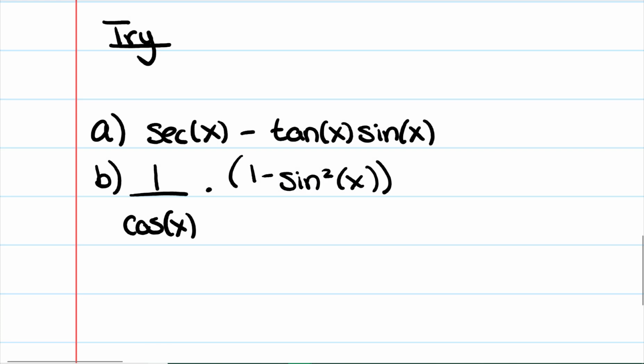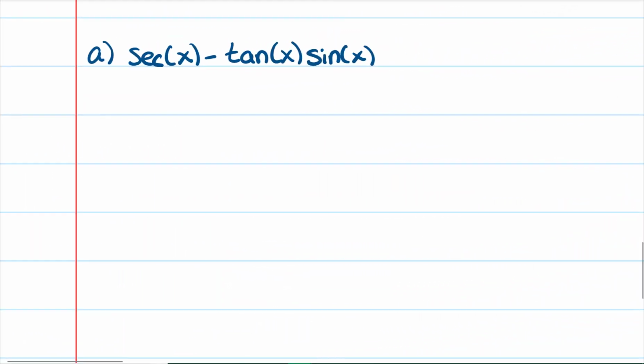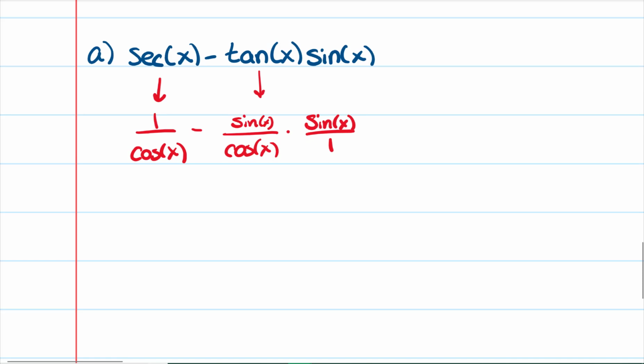Okay, so now on your own, I want you to try this one. I want you to simplify secant minus tangent times sine and 1 over cosine times 1 minus sine squared, only using sines and cosines. All right, so here we go. Secant becomes 1 over cosine. Tangent is going to become sine of x over cosine x. And sine of x is just sine of x over 1.